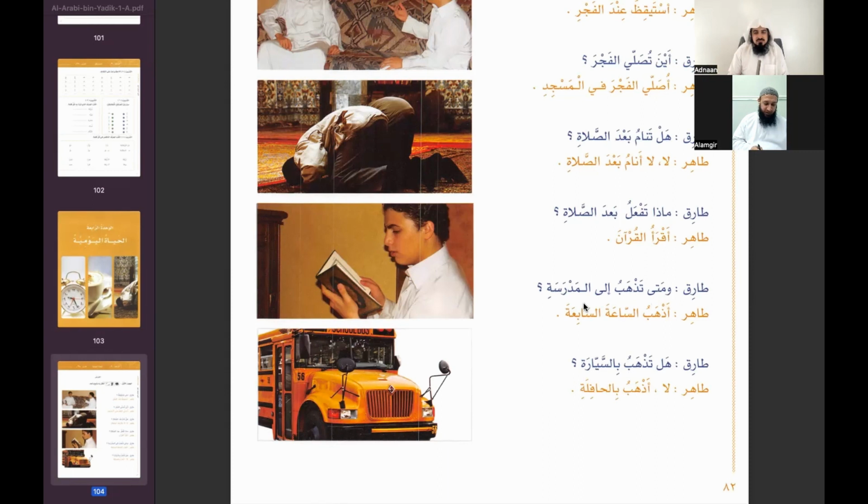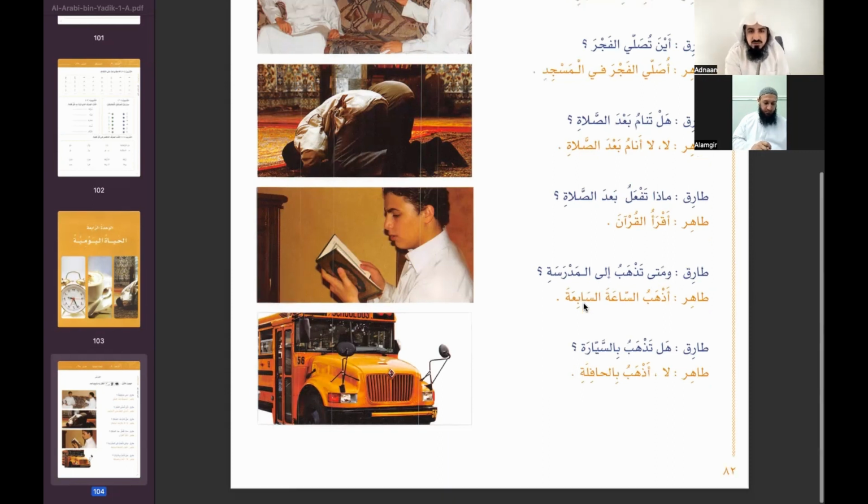لا أذهب بالحافلة. Excellent. Go to the vocab, then we'll translate that.